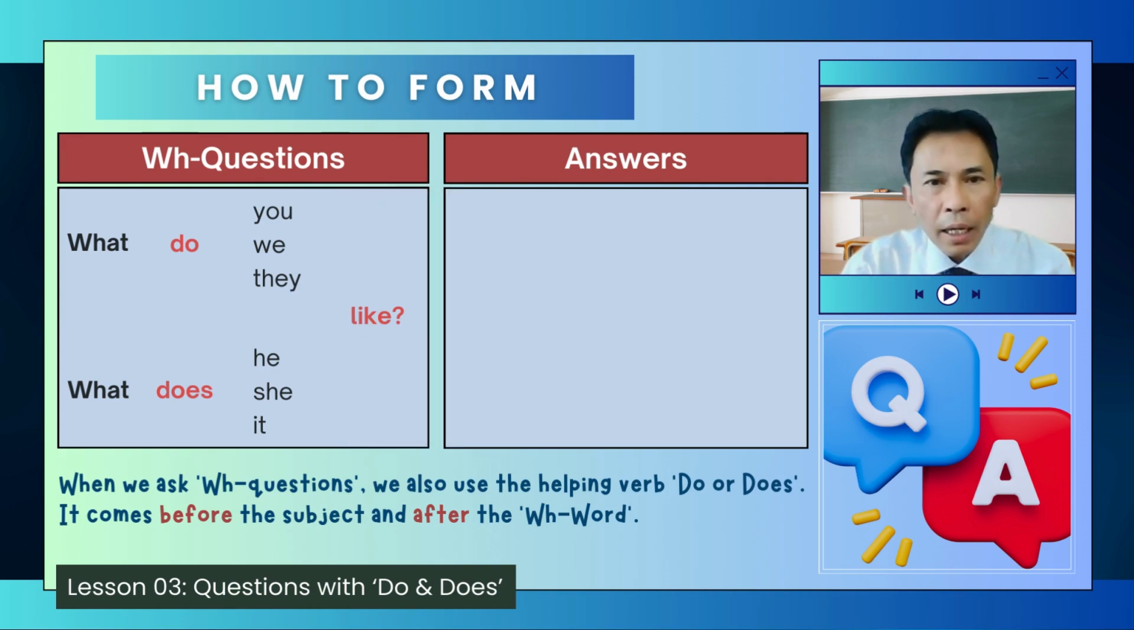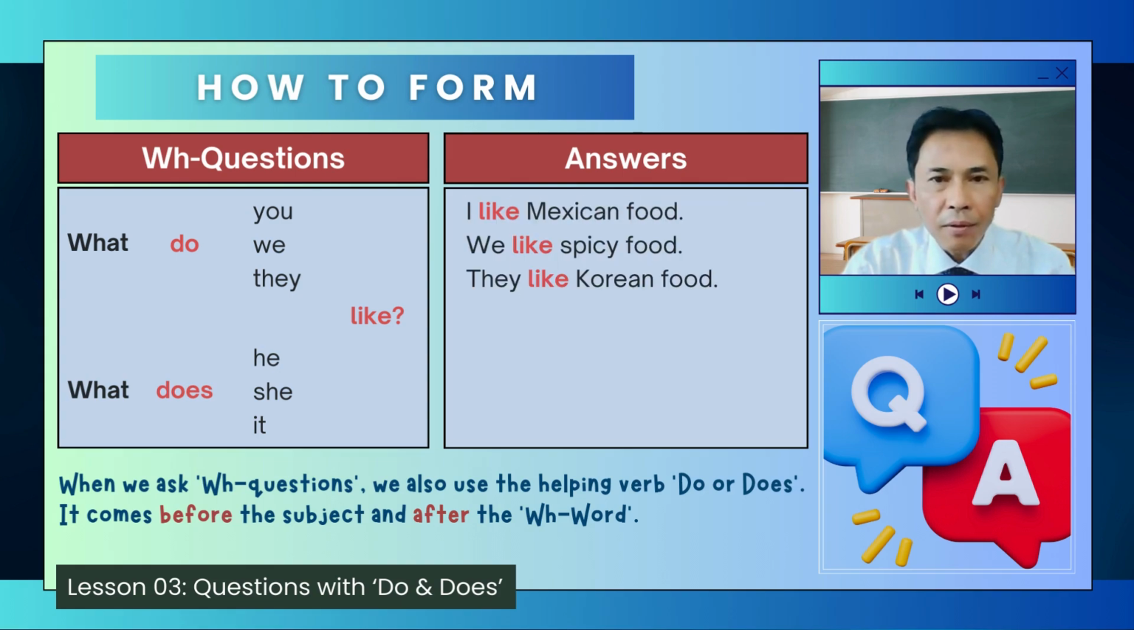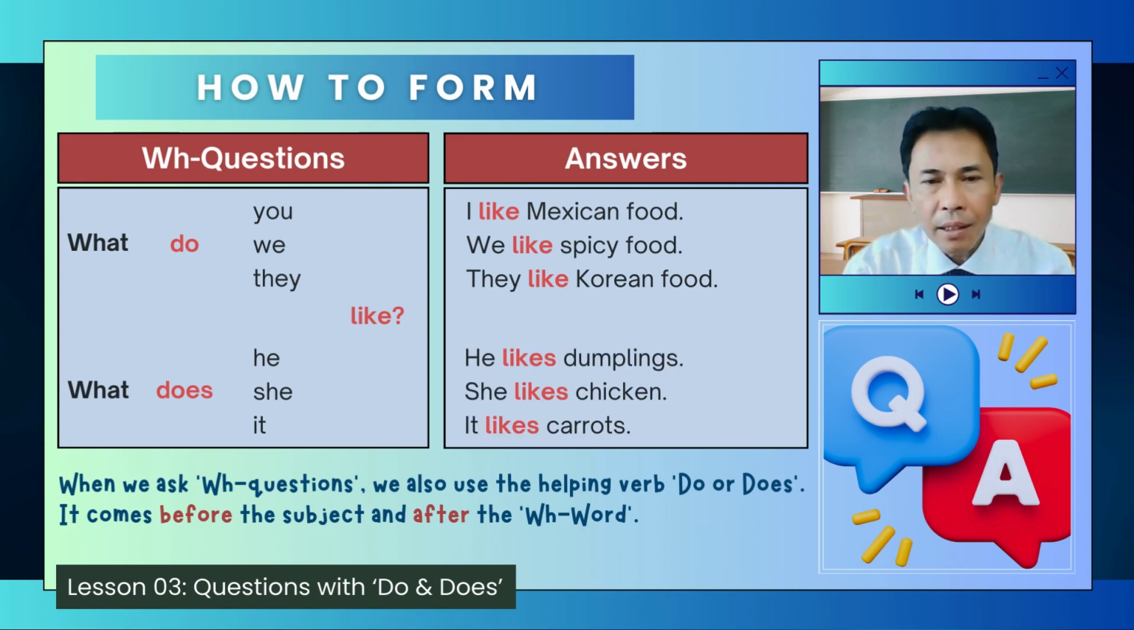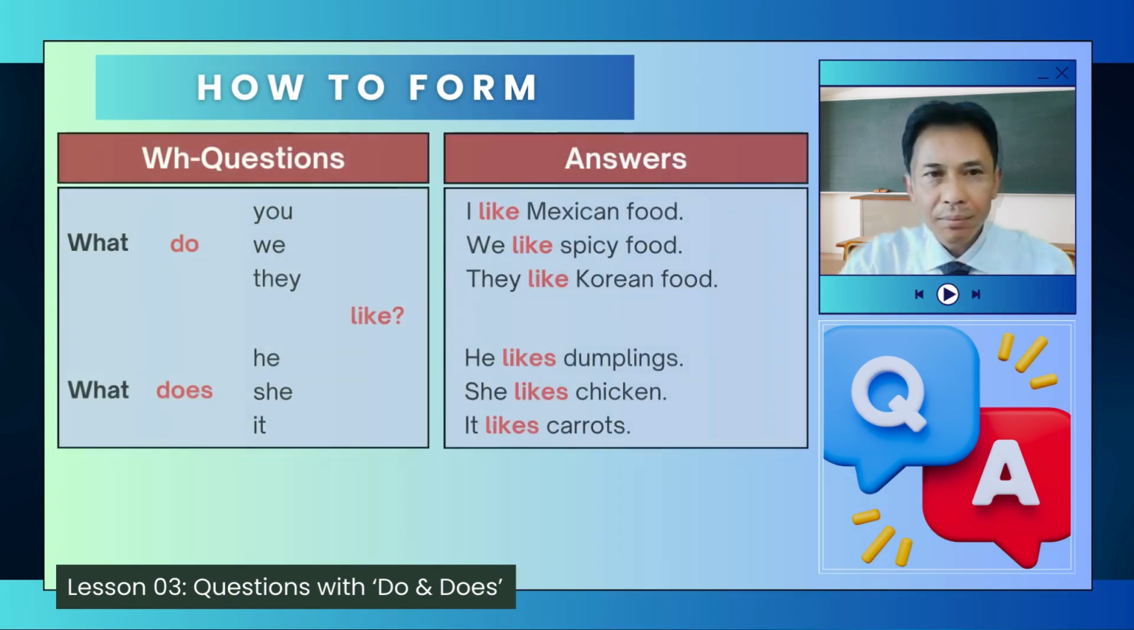So, what do you like? I like Mexican food. We like spicy food. They like Korean food. He likes dumplings. She likes chicken. It likes carrots. So, as you can see here, when we answer, the subject I, you, we, they, he, she, it comes first, followed by the verb "like," and then the name of the food that you like.